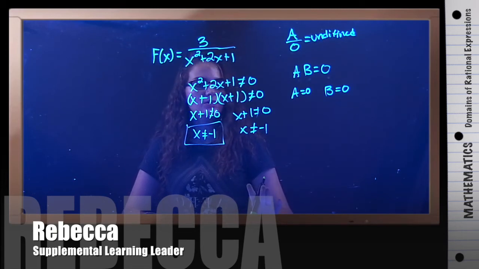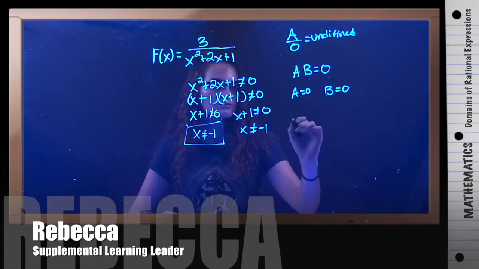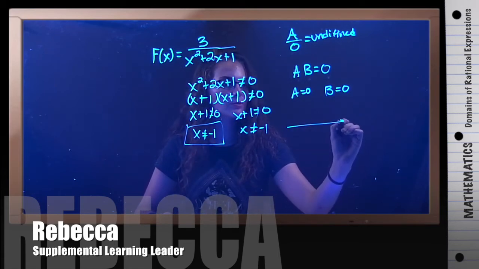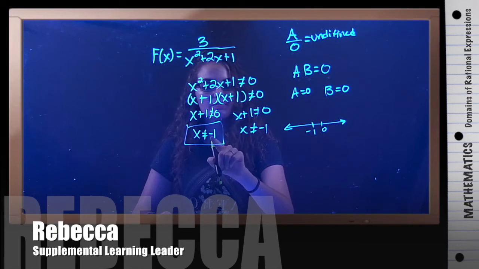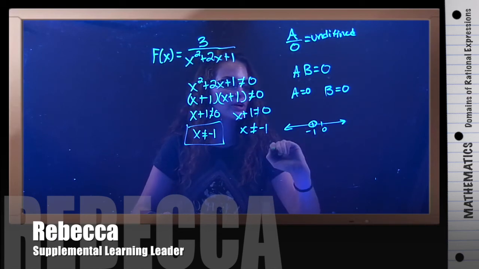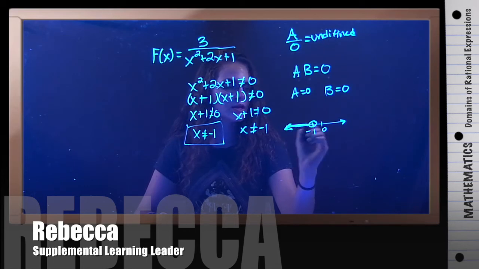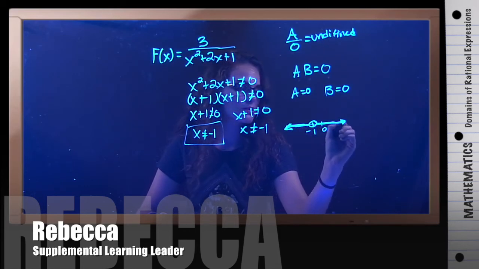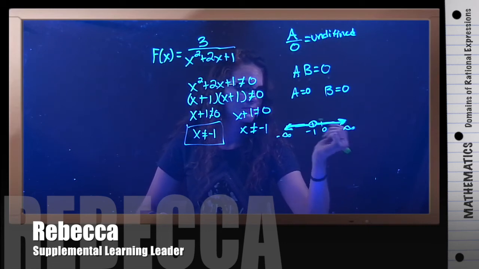So I'm going to put this in interval notation first, and then we're going to put it in set builder notation. For interval notation, if you put this on a graph, it might be a little bit more clear. If you have 0 here, -1 here, you know x cannot be -1. So we're going to put an open circle at -1. But if -1 is the only number that x cannot be, that means it can be anything on this side, and it can be anything on this side. Remember, this side is -infinity, this side is infinity.